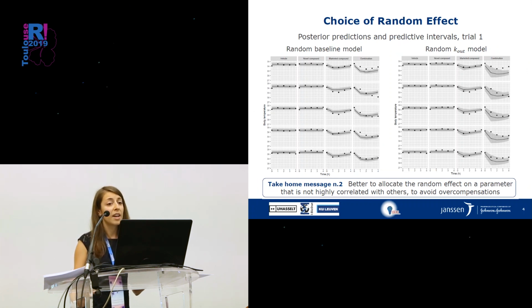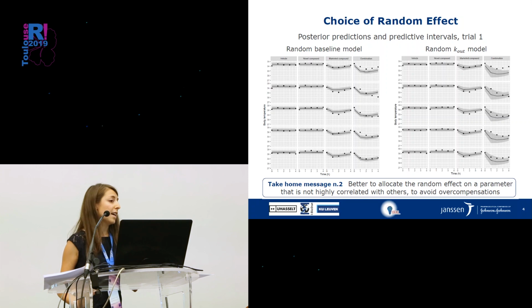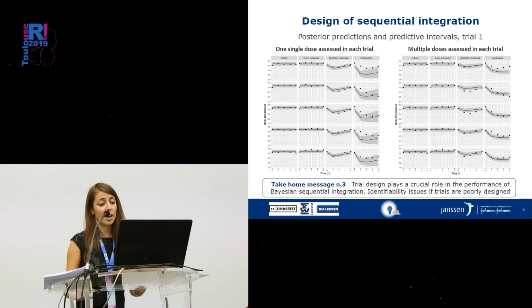And what we noticed is that if we were placing the random effect on a parameter that was highly correlated with others, like indeed a K-out, I can't enter into detail about K-out, this model was giving biased posterior predictions, whereas a parameter that was easier to estimate, that was not highly correlated with others, was giving much better predictions. And this is because we have overcompensation, again, among parameters. So we should try to restrict the variance, indeed, of the parameters that are highly correlated.